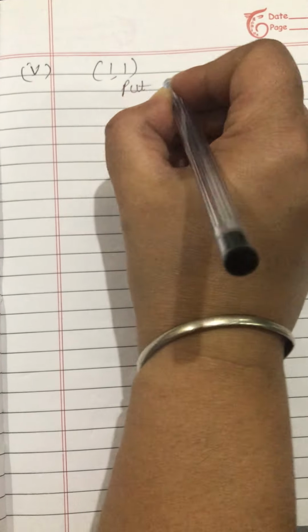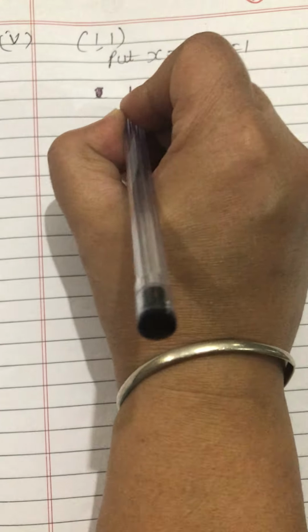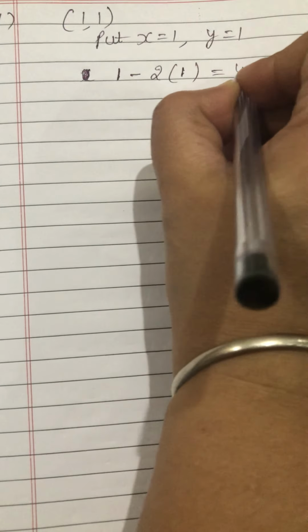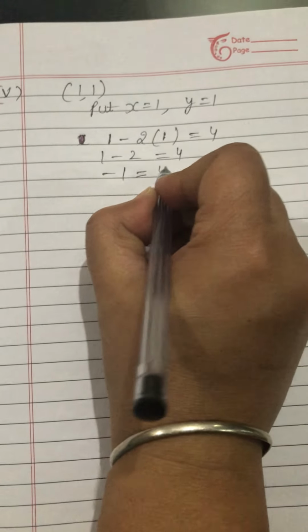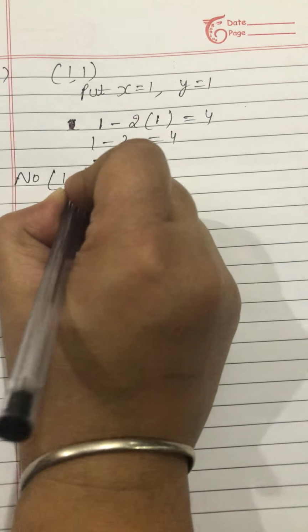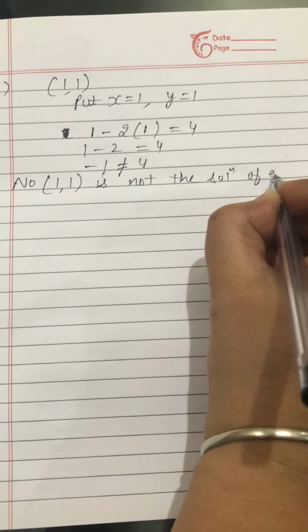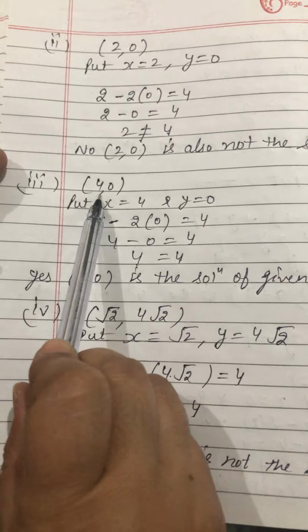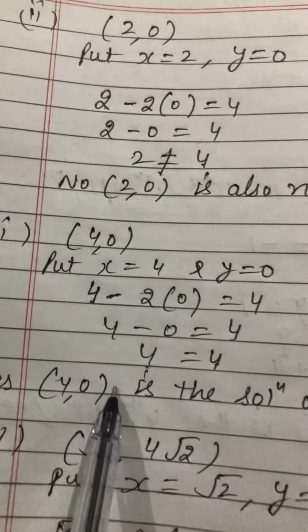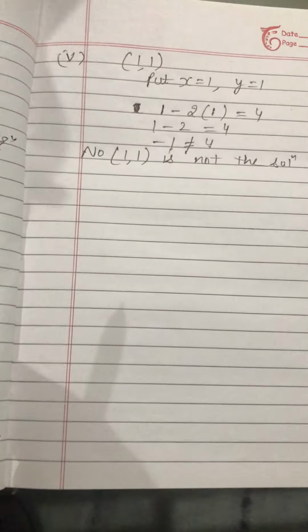And the fifth part is 1 comma 1. So put x equal to 1 and y equal to 1. So in place of x put 1 minus 2y means 2 into 1 is equal to 4. 1 minus 2 is equal to 4. Minus 1 is equal to 4? No. So it means 1 comma 1 is also not a solution of the given equation. So from here we can say that only the third part, 4 comma 0, is the only solution of the given equation. So this is how we can verify all the parts.